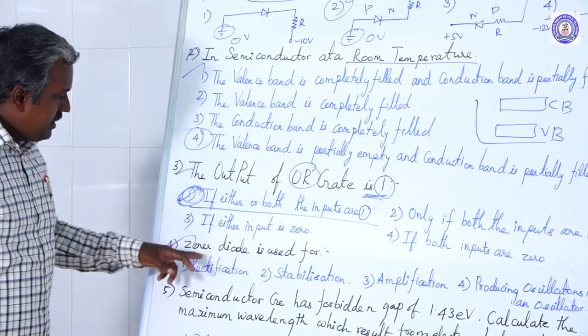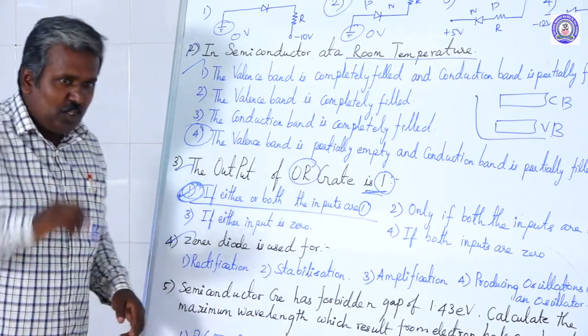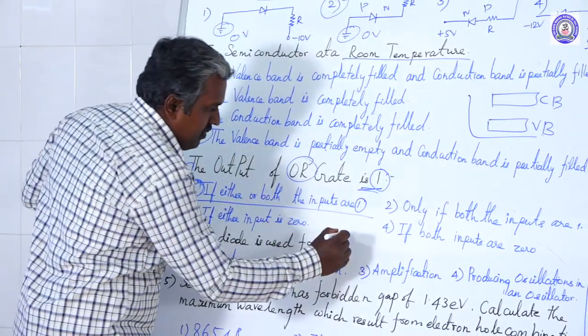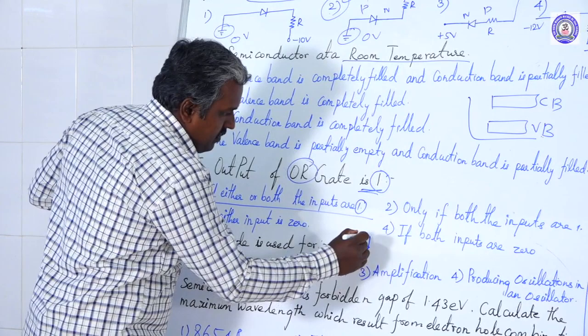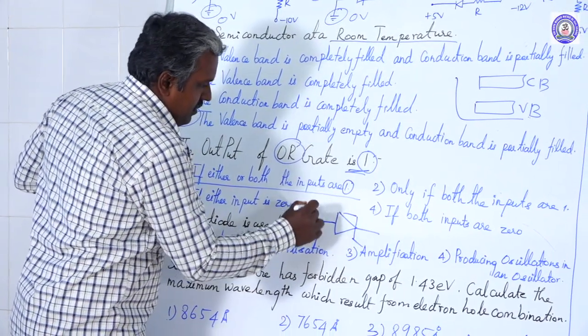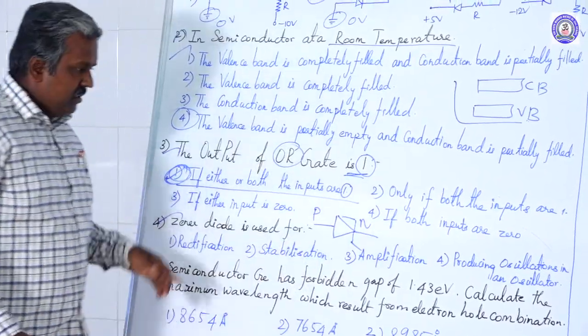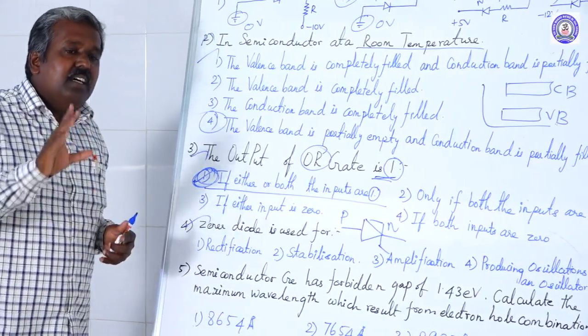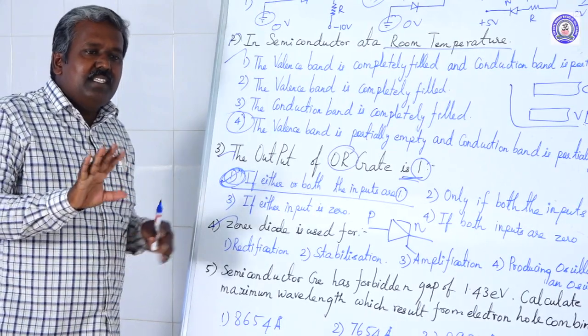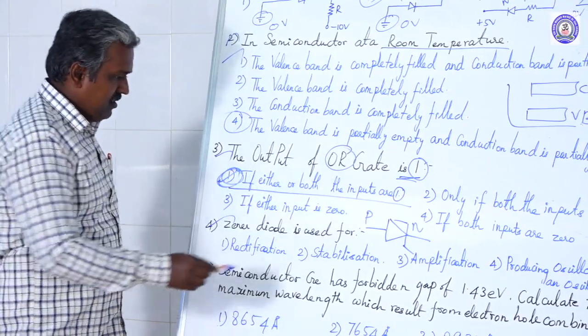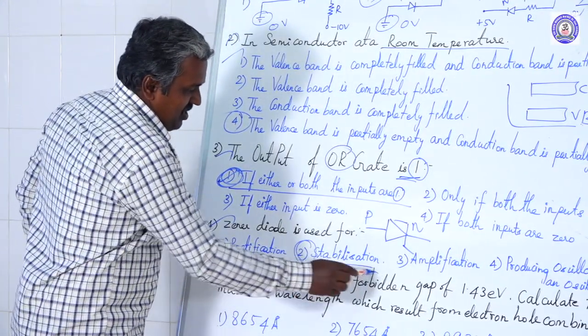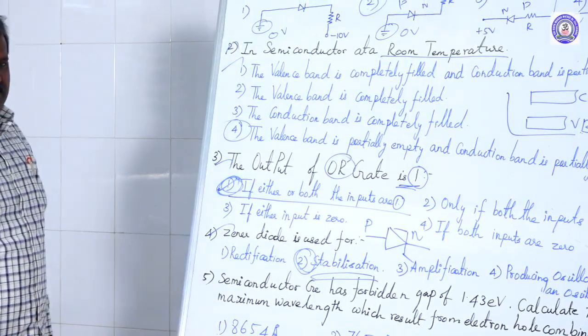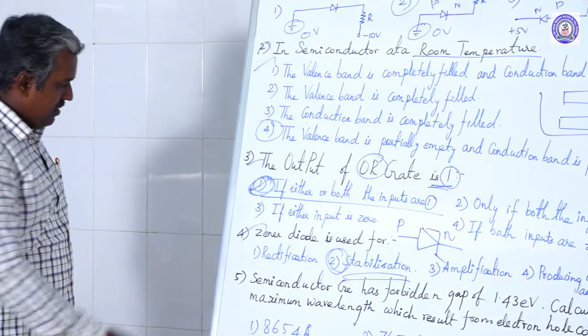Fourth one: Zener diode is used for, already told you, what is the symbol for Zener diode? PN junction, it only works in reverse bias. It acts as a voltage regulator or voltage stabilizer. So, stabilization. Second option is correct. That is the character of Zener diode.